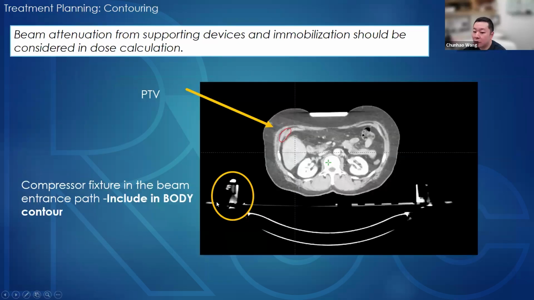This is an example of using abdominal compression for treating a liver region. Here, the red contour shows the PTV, a very inferior target region. When we are using the abdominal compression, the compression fixture this time is blocking the beam, because the compressor itself, you see, has a pretty high HU compared to the background signal. This fixture will be there every day during the treatment, and to account for its beam attenuation, we have to include it in the body contour for those calculations.